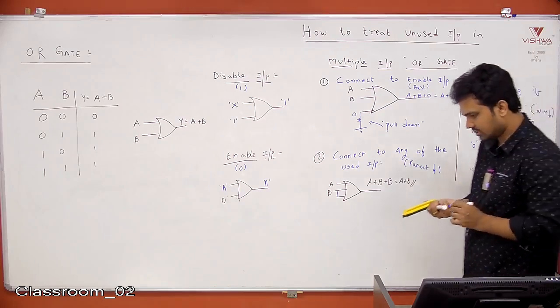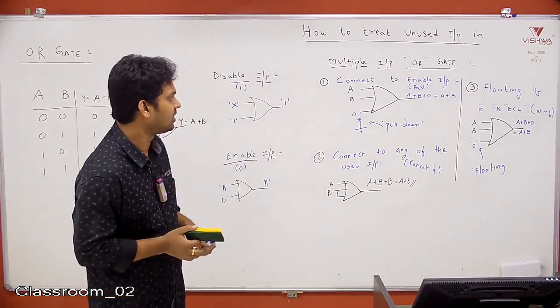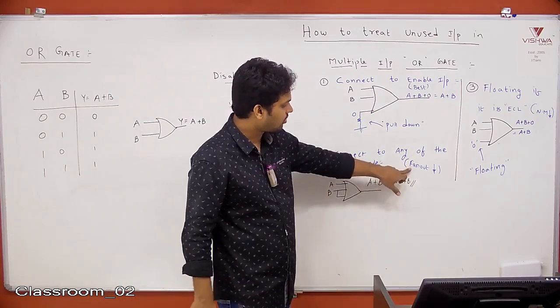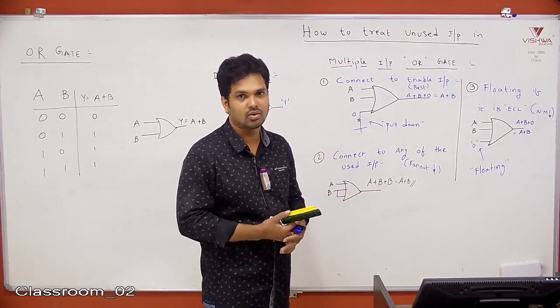Here also the conditions are same. The first one is the best, connecting to the enable input. But here enable input is 0. The second one disadvantage is fan out decreases. Third one disadvantage is noise margin decreases. Okay, copy it again.